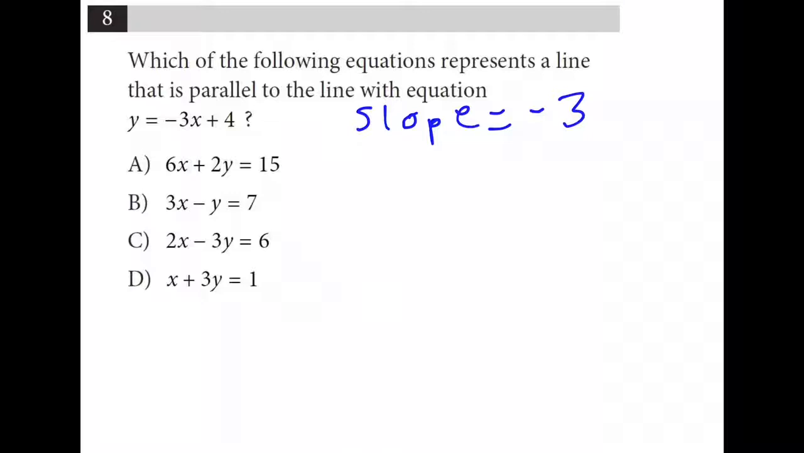The answer choices are written in standard form, which can be a little bit more difficult to determine slope. There's some more steps required. But we know that our x coefficient will have to be 3 times our y coefficient to get a slope of negative 3. That can rule out choices C and D.